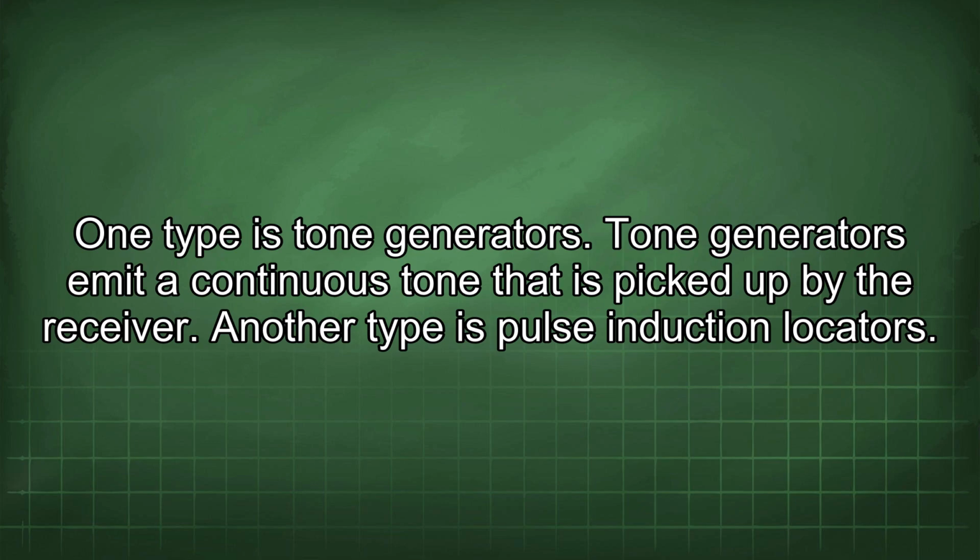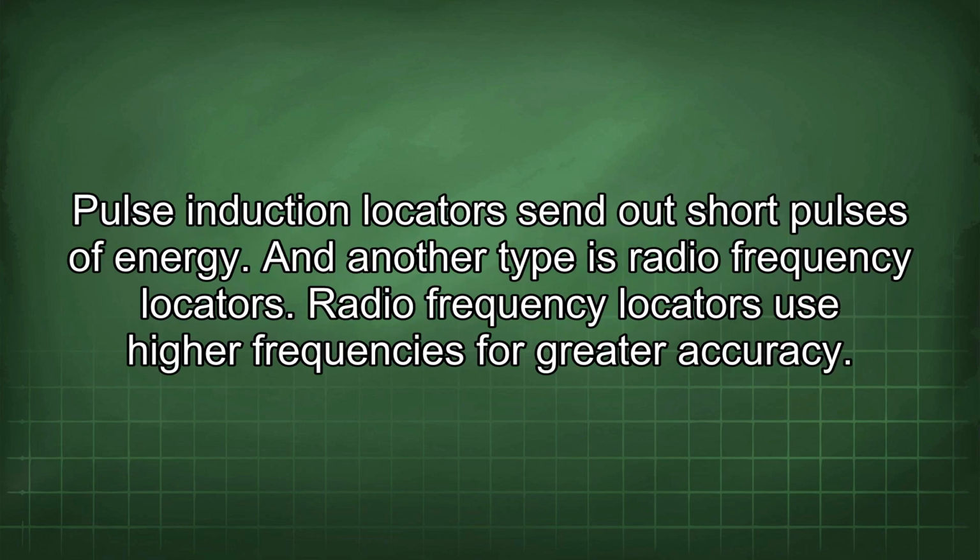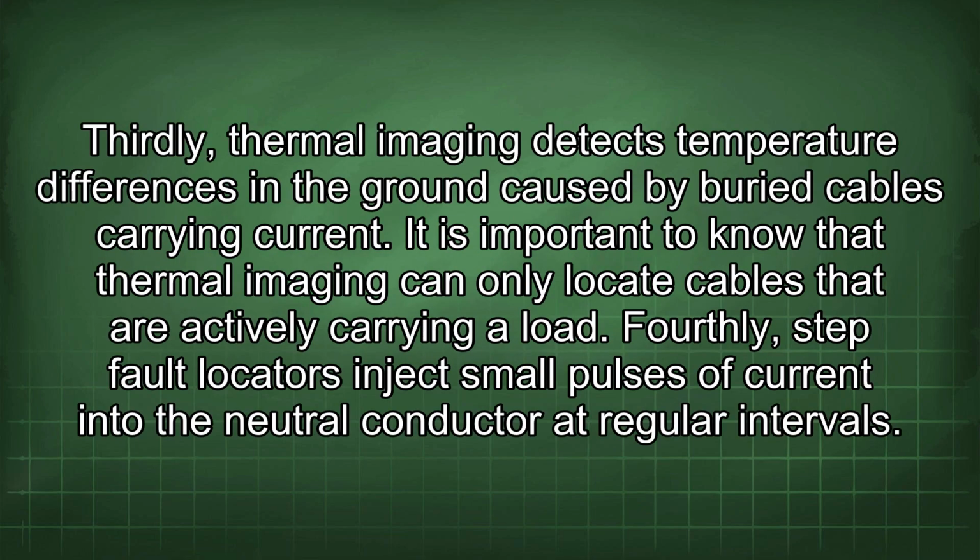Another type is pulse induction locators. Pulse induction locators send out short pulses of energy. And another type is radio frequency locators. Radio frequency locators use higher frequencies for greater accuracy. Thirdly, thermal imaging detects temperature differences in the ground caused by buried cables carrying current. It is important to know that thermal imaging can only locate cables that are actively carrying a load.